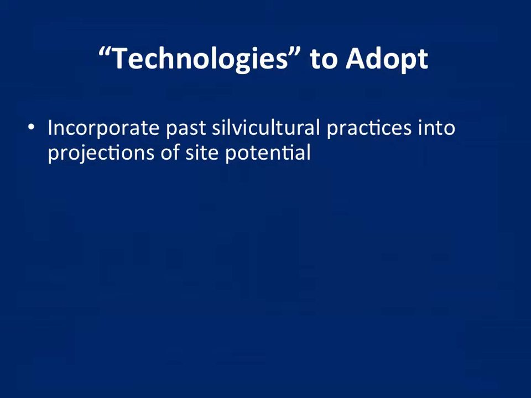So technologies to adopt. I think that we're at a point where we can start thinking about incorporating past silvicultural practices into our projections of site potential. I mean, it's going to take some GIS information to really make that work in many cases, but I think it's possible.